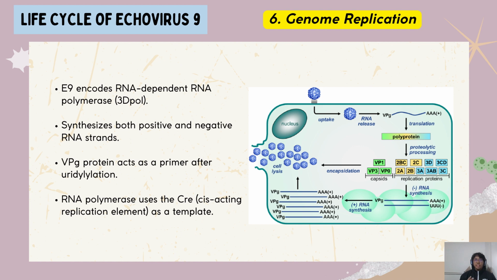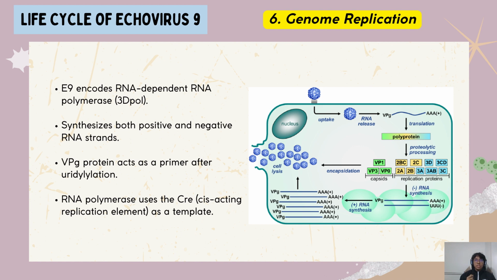So, what makes E9's genome replication different from other RNA viruses? One key difference is that E9 carries the genetic information for a special enzyme called RNA-dependent RNA polymerase, known as 3' pol. This enzyme is critical because it synthesizes both the positive and negative RNA strands necessary for replication. For this synthesis to occur, a primer is needed. In E9, a small viral protein called VPG, or viral protein genome linked, is modified to act as this primer.